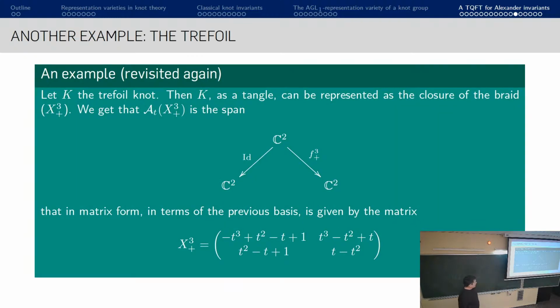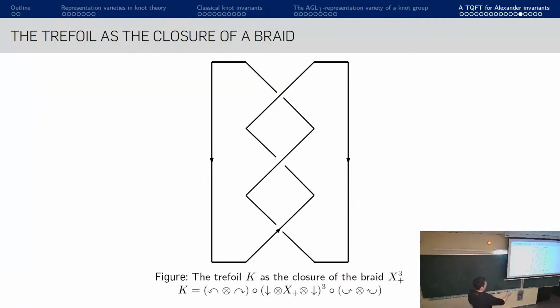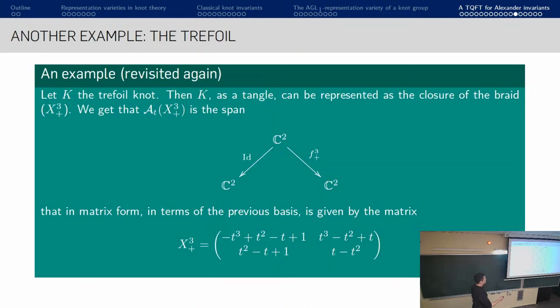And then the trefoil was the motivation. Let's apply everything to the trefoil, okay? Now the trefoil can be represented as the closure of a certain braid. You pick the X plus, you compose it 3 times, and you get that braid, okay, that tangle, and then closure means in this context closing the whole thing so that you get a knot, okay? So now, what's the image of that braid, that X plus cubed?